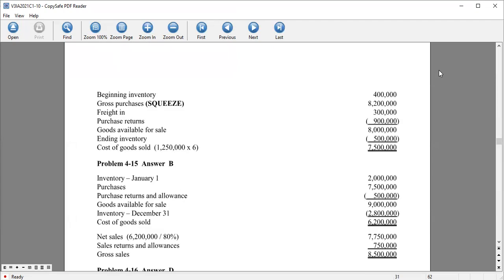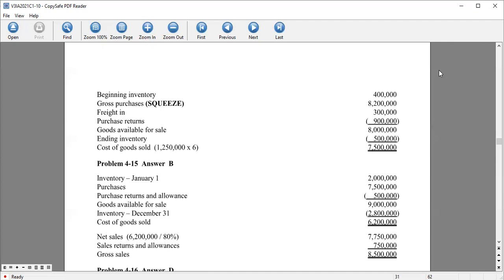So we have now inventory on January 1. We add purchases, deduct returns and allowances. We have the goods available for sale. Then we have to deduct the ending inventory. We have cost of goods sold. Net sales is taken by dividing the amount of cost of goods sold by 80%, considering that the gross profit rate is 20%.